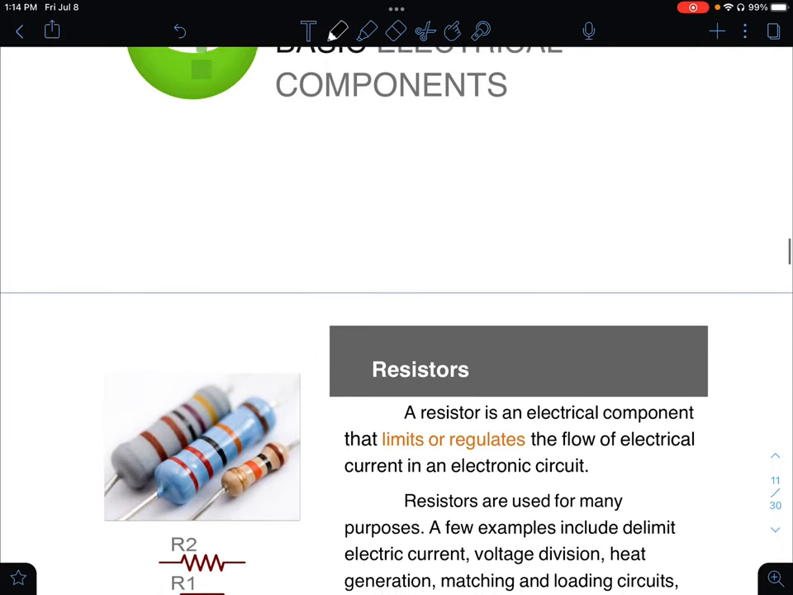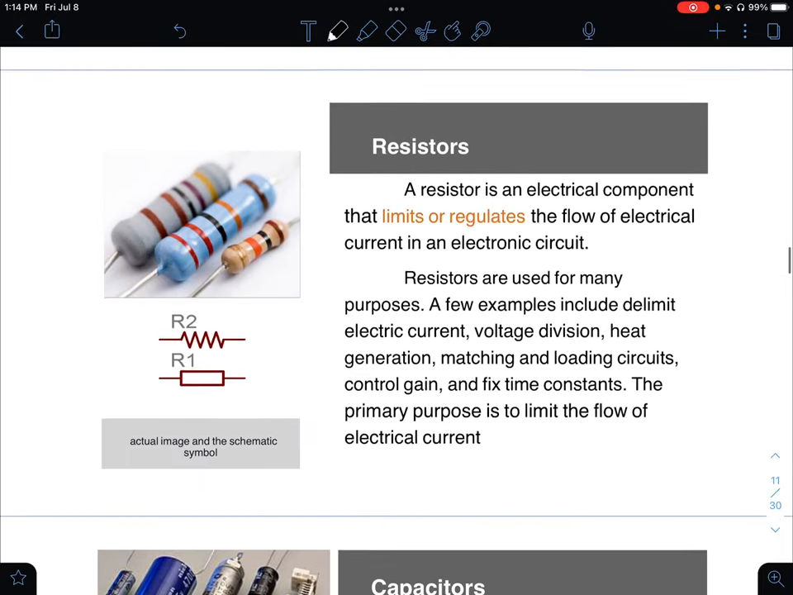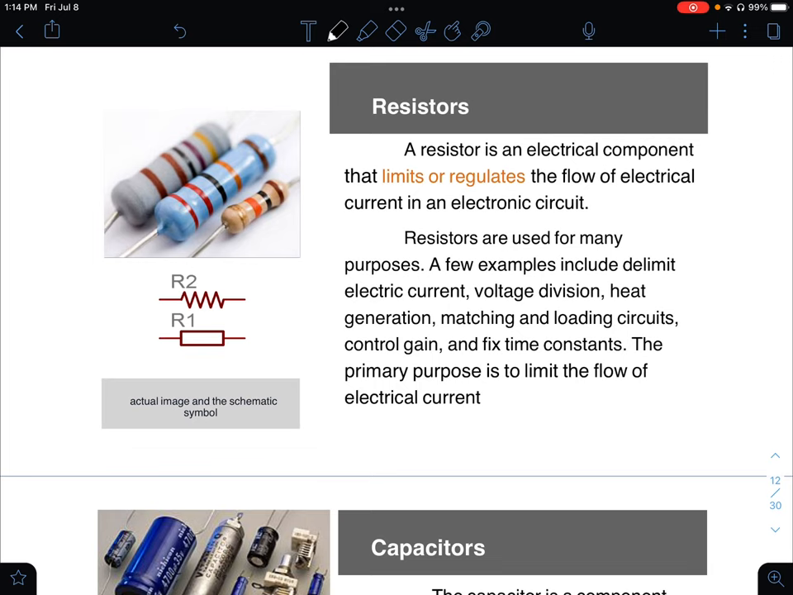So let's go with the basic electrical components. Now we have resistors. Resistors are often symbolized by zigzags like that. You can see there. And sometimes a rectangle. These are wires not connecting to other components. So a resistor is an electrical component that limits or regulates the flow of electric current in electronic circuits.